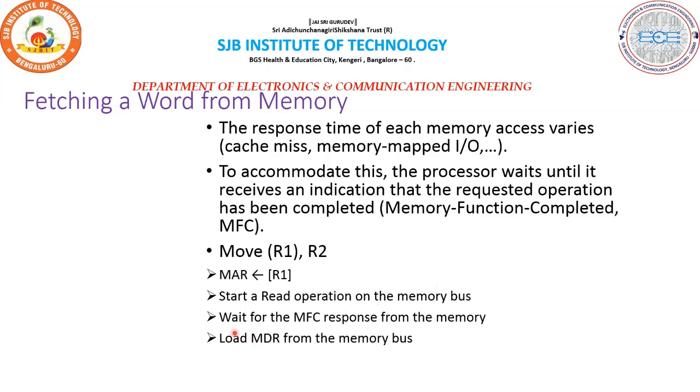Meanwhile, the processor would be wasting time, so while the memory bus is being activated, it increments the program counter. Next, the content being read from the specified memory location is loaded into the MDR register from the memory bus. After this, the content of the MDR is transferred to R2.